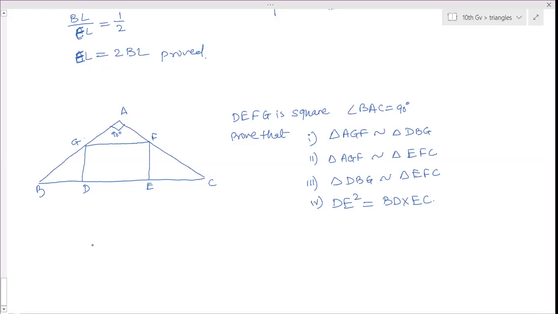Okay. This is a right triangle. ABC is a right triangle. Angle A is 90. DEFG is a square. That means all angles are 90 and all sides are equal. Then prove that triangle AGF and triangle DBG are similar triangles. How to prove?